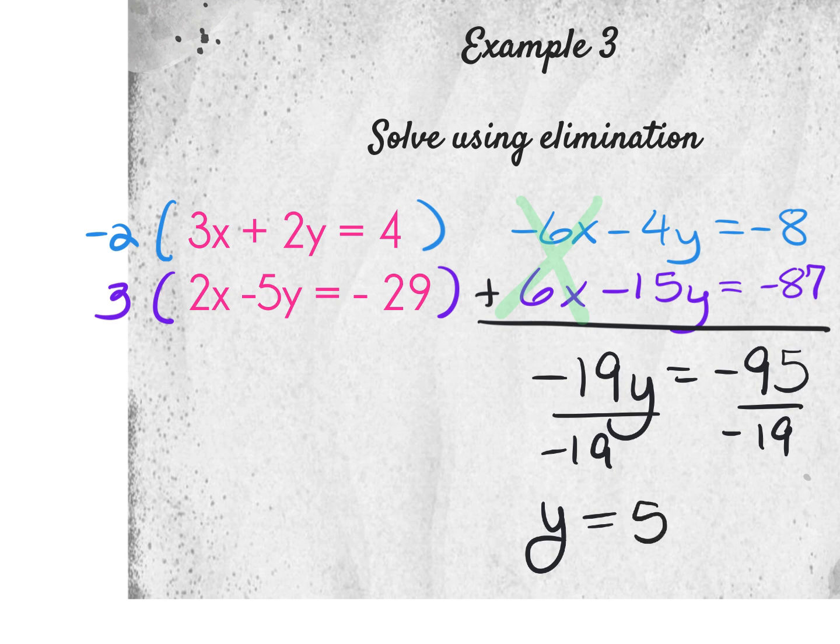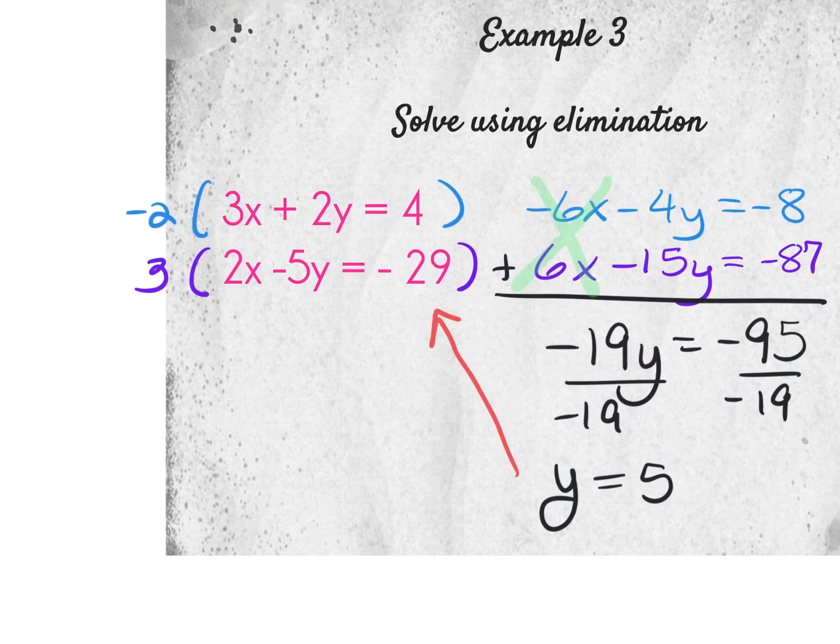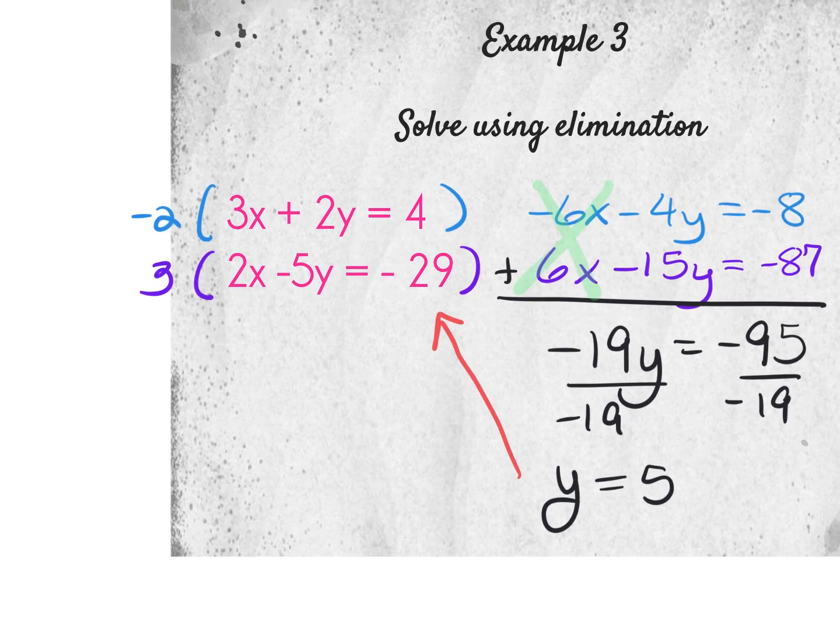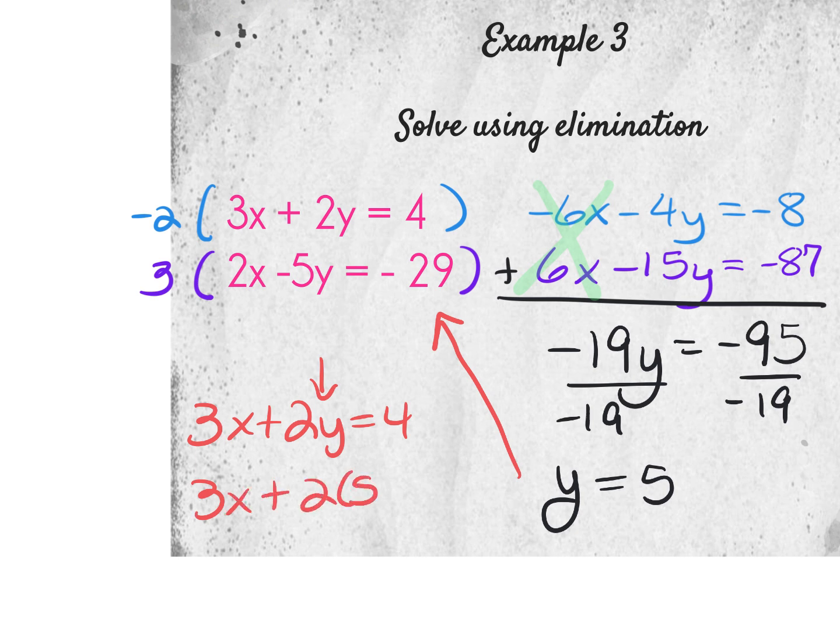I now take what y equals, and I need to plug it back in to either one of the originals. It doesn't matter which one you choose. So I'm going to go ahead and plug it into the first one. So that equation is 3x plus 2y equals 4. I'm going to replace y with what I just found y to be, which is 5. So 3x plus 2 times 5 equals 4.